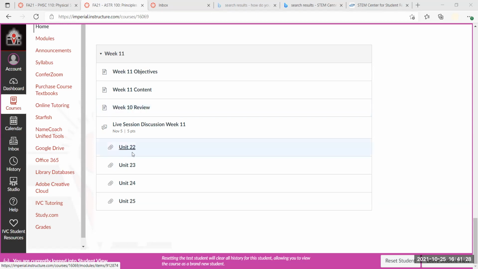So the units that we're going to be dealing with are units 22, 23, 24, and 25, and they deal with the same topic, basically. They are all dealing with electromagnetic radiation. So the fact that I mentioned light in the beginning, light is just a special case of electromagnetic radiation, okay? So let me talk about the objectives first of all.